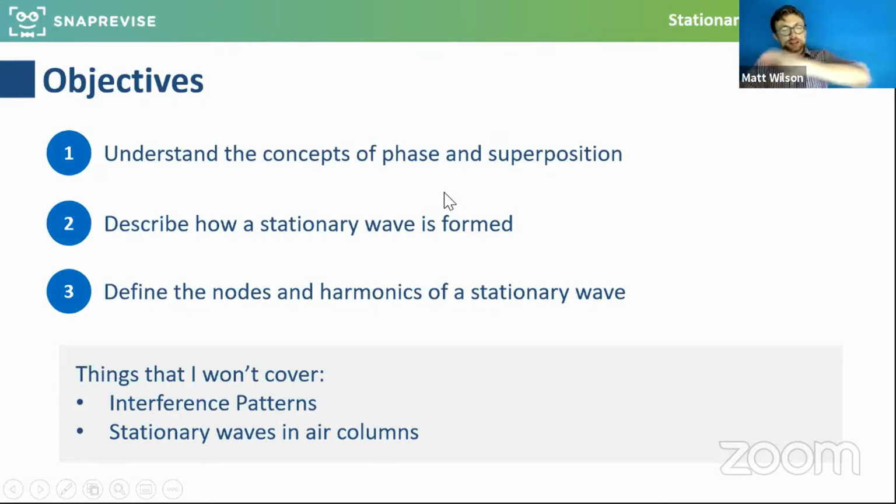So the objectives today are to understand the concepts of phase and superposition. Phase is just a way of measuring how far through the cycle of a wave you are, but we'll put some maths on top of those words. We'll describe how stationary waves are formed. They're kind of a very strange type of wave. And we'll do some bits and bobs of maths on top of the idea of a stationary wave.